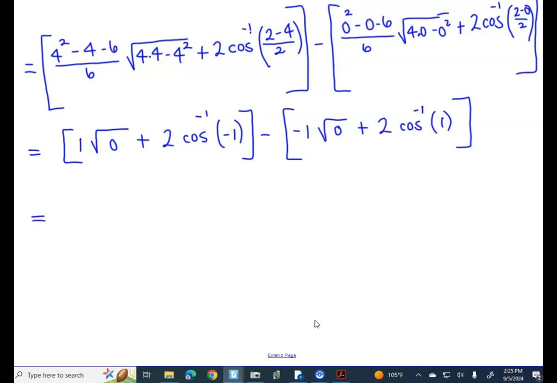So we know that 1 times the square root of 0 is going to give us 0, plus 2 times the cosine inverse of negative 1 is pi. So that is 2 times pi. And then this is going to mean minus 0, actually plus 0. And then minus 2 times the cosine inverse of 1. And 2 times the cosine inverse of 1 is going to be 0. So 0, 0, 0. And we end up with the result of 2 pi.